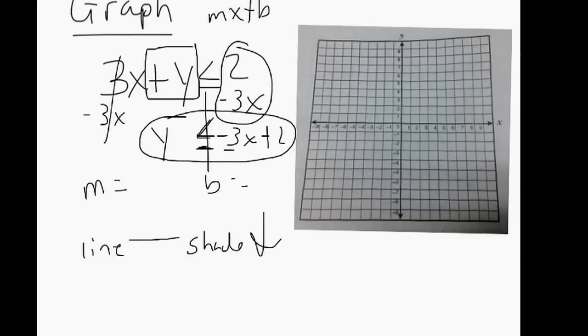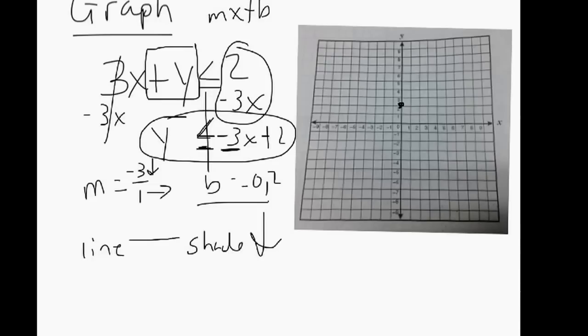The m is right here for mx. That's negative 3 over 1. Since the top number is negative, I go down. The bottom number, we always go right. My b is 0, 2. So I always start with b, begin with b. So I go up 2 and put a dot right there.